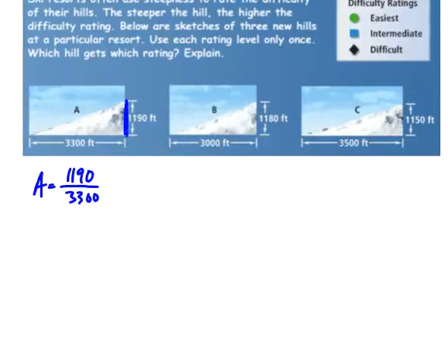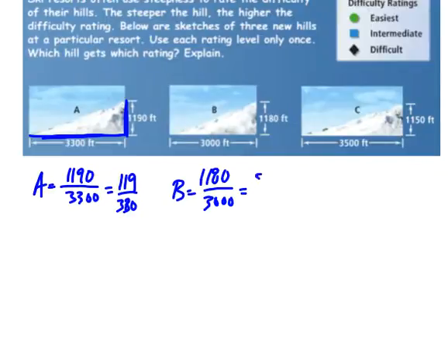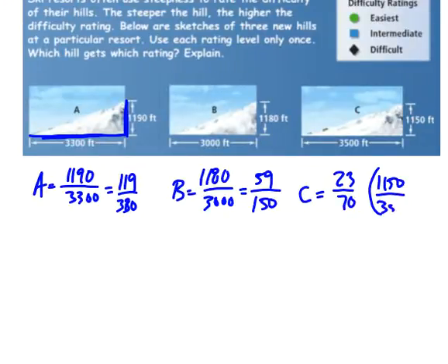This goes up 1,190 feet per every 3,300 feet. That does actually reduce to a fraction. If you put that in your calculator, this is what it's going to give you: 119 over 330. The slope of B, same kind of idea. We put the rise over the run, and if we simplify that, that's going to give us 50. And this one does reduce a little bit more than the other one. And we get C over here, 23 over 70. Oopsies, initially we just put those numbers in there, the rise over the run in this case, and so that reduces to 23 over 70.